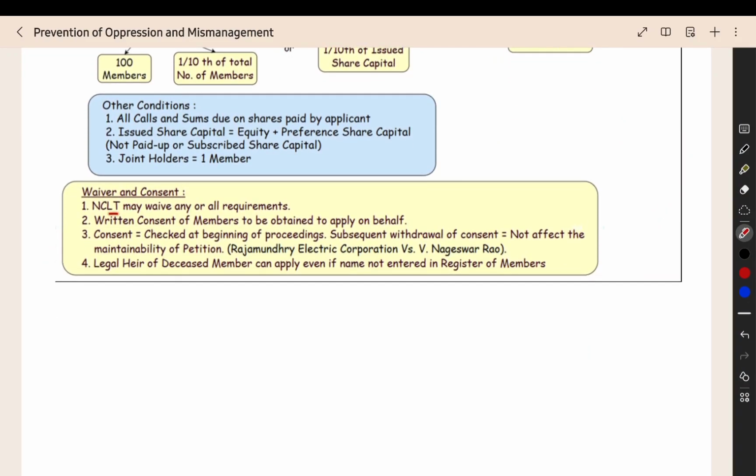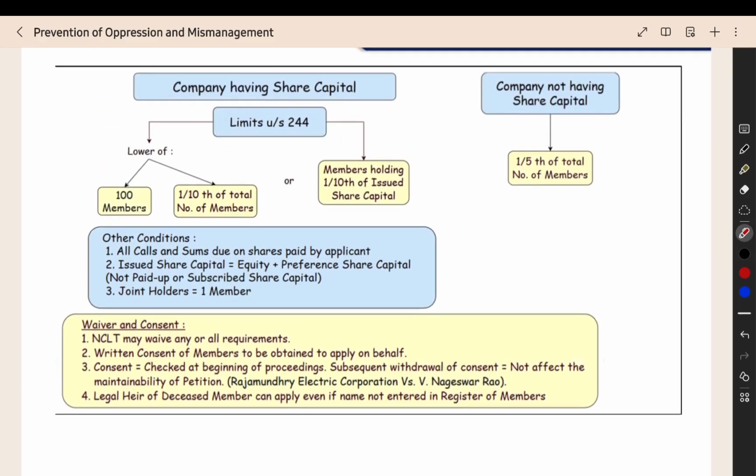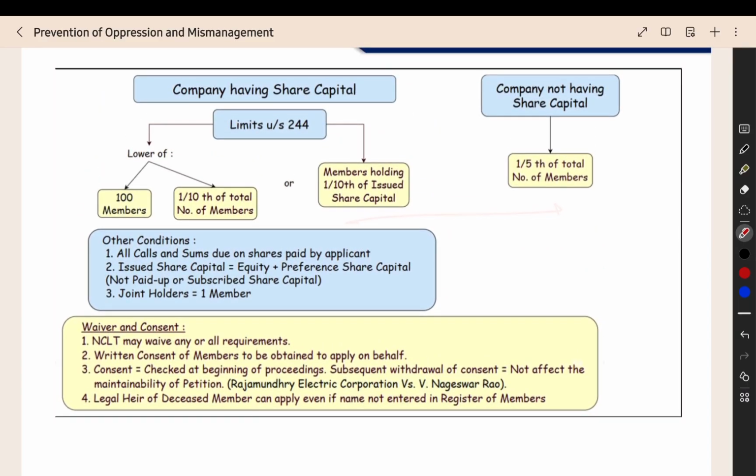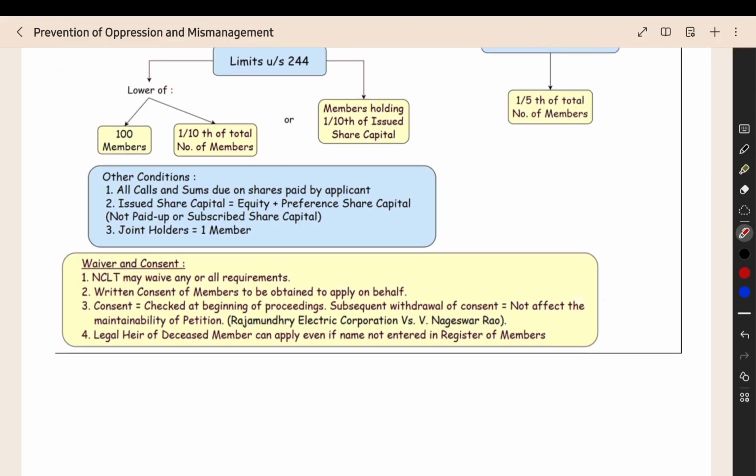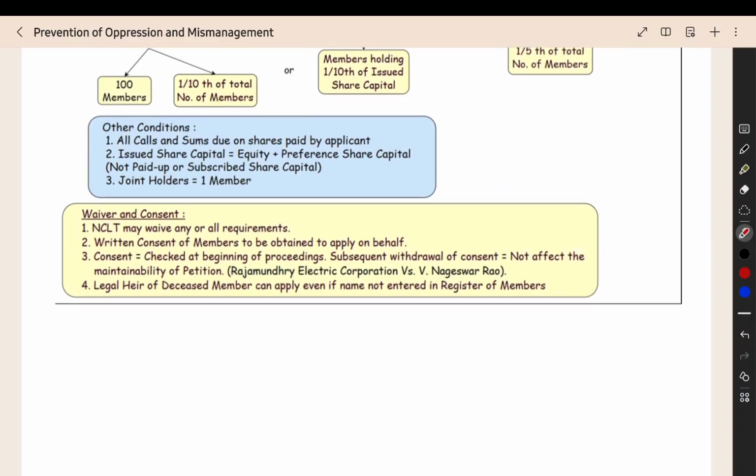Then the NCLT may waive any or all of these requirements. This minimum members requirement, the NCLT may waive, or forgive. Even if the number of members making the application is lower than the minimum limit, the NCLT can accept the application if the matter is worthy of being heard.